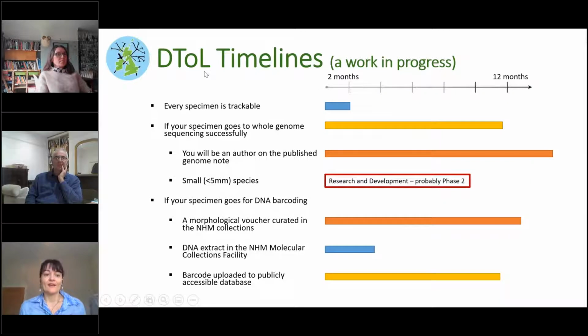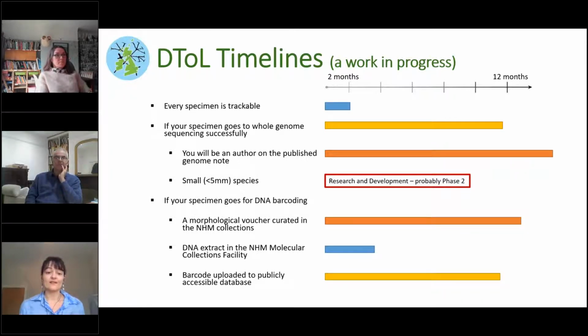And speaking of timelines, which is a work in progress, we hope that things won't take as long as what I'm showing you here, but this is what we're anticipating in the beginning while we work on making things quicker. So we want every specimen that is collected to be trackable, at least within the 2 months.